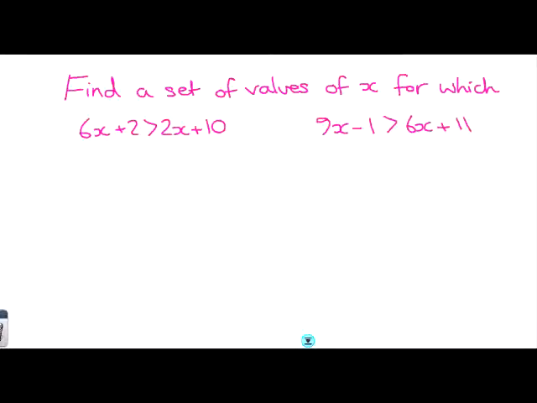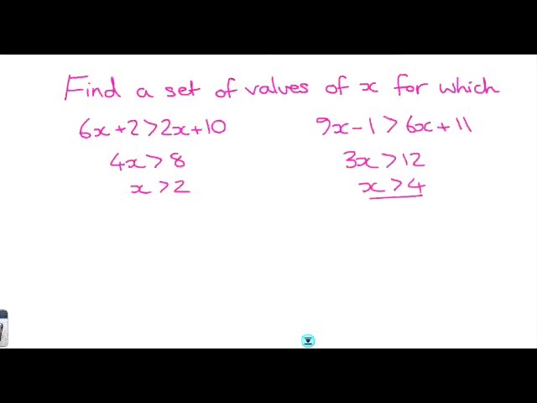So here we have exactly the same, so let's solve it. So collect the x's on the left and the numbers on the right. So x is going to be more than 2. X is on the left for this one, so it'll be 3x is more than 12. So x is more than 4.